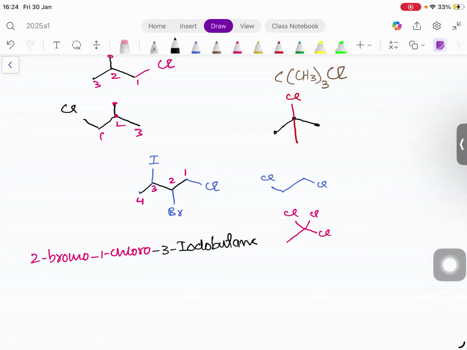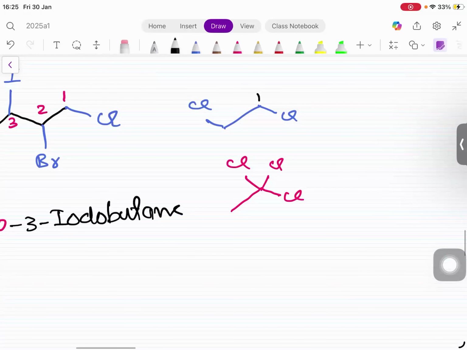What about the next two? So 1 chloro and 1,2 chloro. No, if chloro is twice, you have to put di. 1,2 dichloro ethane.